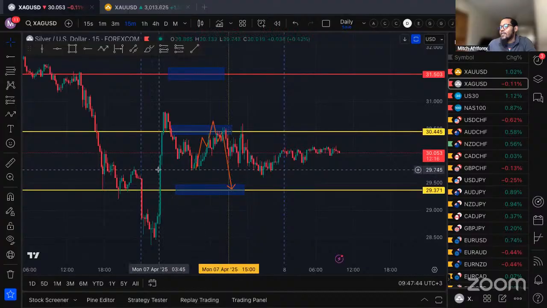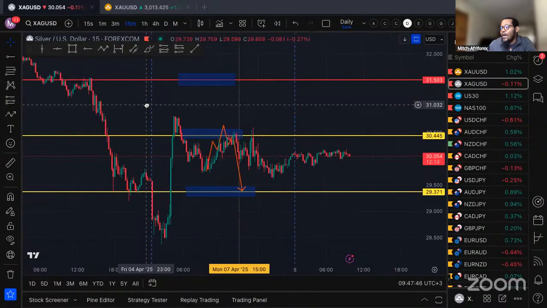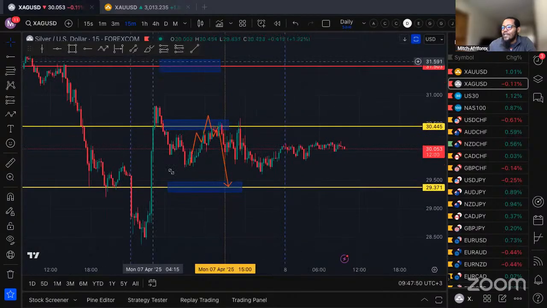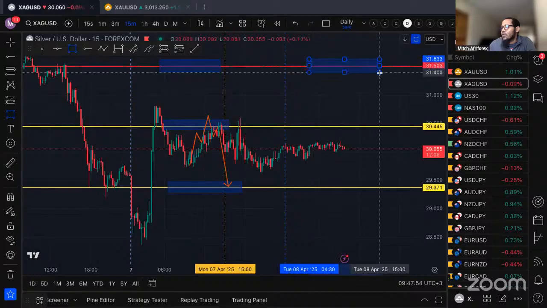So right here we have silver. Now yesterday on silver, our bias was to look for selling opportunities. It is still the same situation today. You can see the three areas that we had pointed out. They're still going to be the same areas that we're going to be looking at today. Still looking for selling opportunities.